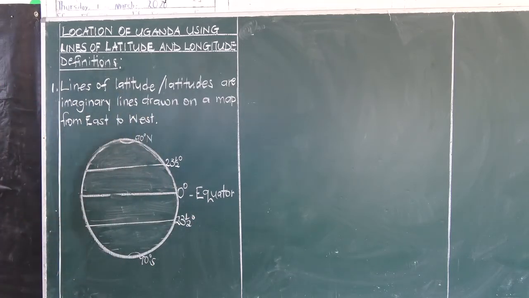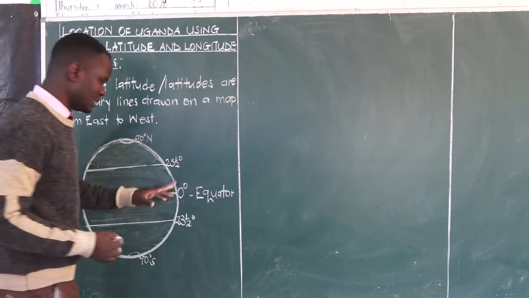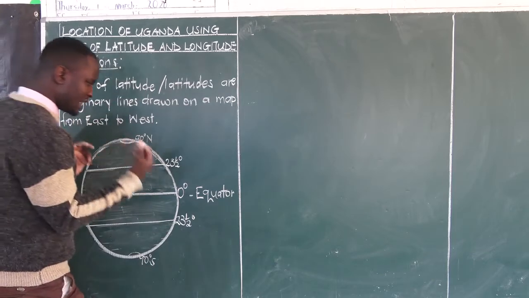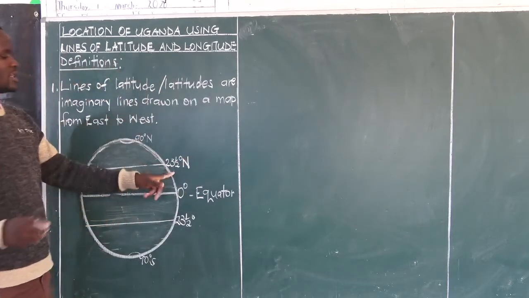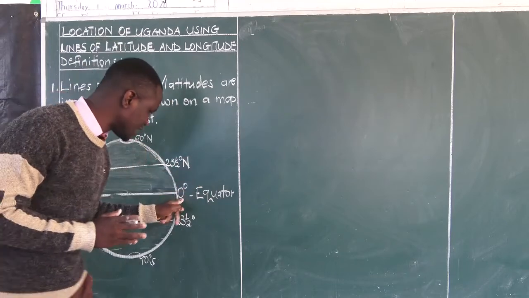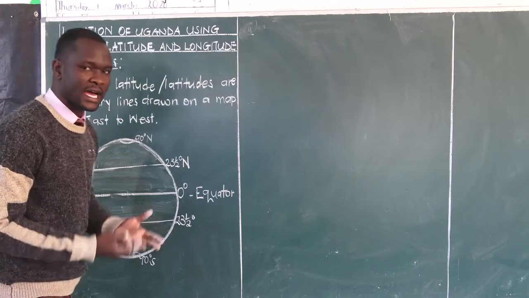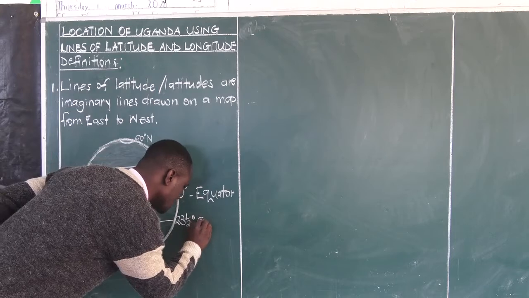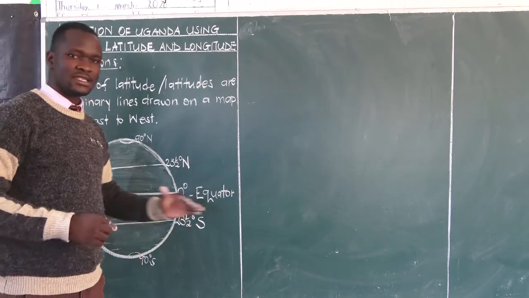Now, the difference here is, this is in which hemisphere? These ones here are in the northern hemisphere. So for that case, we shall put our capital N here to mean 23.5 degrees north. North of what? Of the equator. Then we come also to this 23.5 degrees. Where? This one is south of the equator. For that case, we put our capital S to mean 23.5 degrees south.